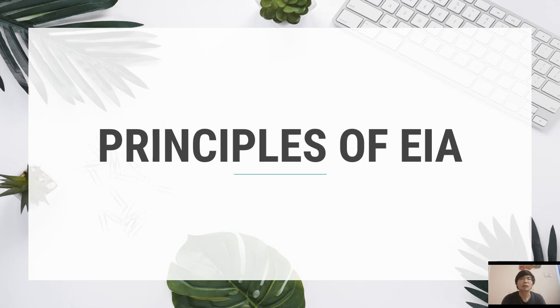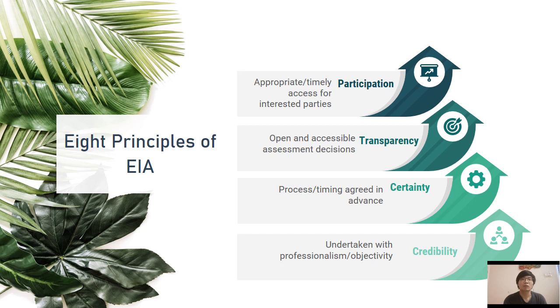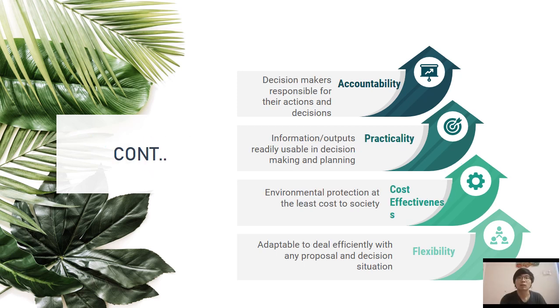Principles of EIA. There are 8 principles of EIA, which are participation, timely access for interested parties, transparency, open and accessible assessment decision, certainty, timely agreement in advance, credibility, undertaken objectively, and the other principles: accountability, practicality, cost effectiveness, and flexibility.